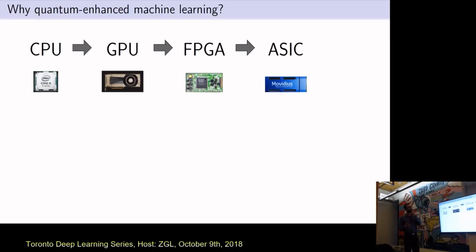And so why quantum enhanced machine learning? Why would it be interesting then? Because so far I've been advocating against this. So I'm not against quantum machine learning. Obviously that's my research field. I'm against this dead zone.